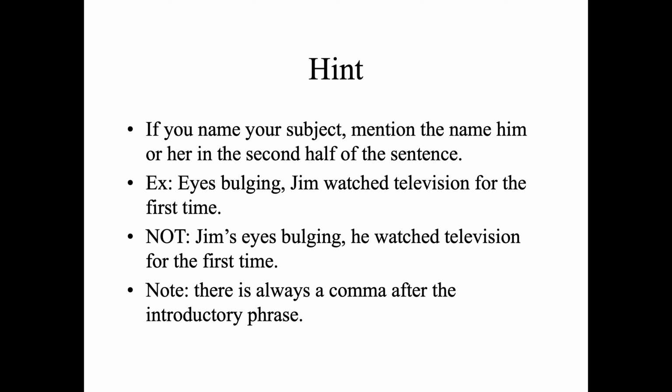So notice: Jim watched television for the first time. I'm going to mention his name in the main clause. Now, when I picture Jim watching television, what's the most distinctive piece? His eyes. So: eyes bulging, comma, Jim watched television. Don't make it "Jim's eyes bulging, comma, he watched television." That's not as elegant. And just like with all of our other sentence structures, we're going to put a comma after the noun part plus ing. Okay.